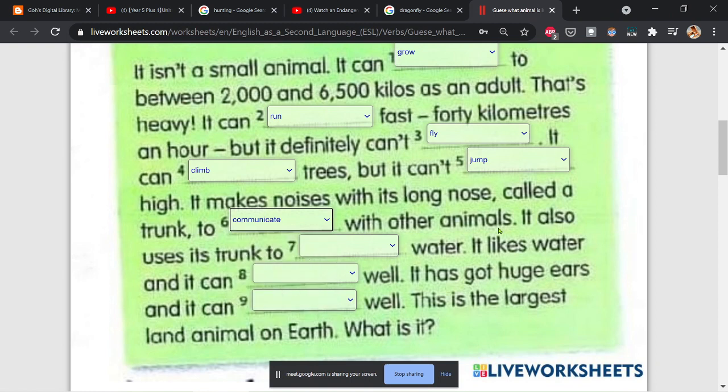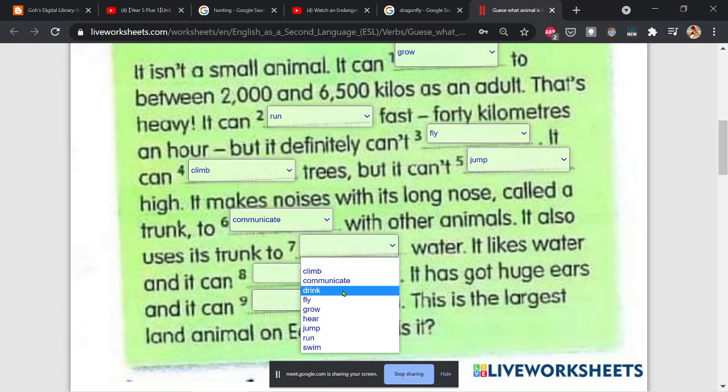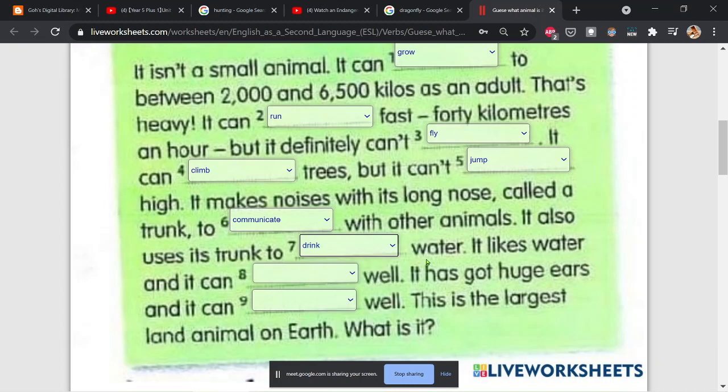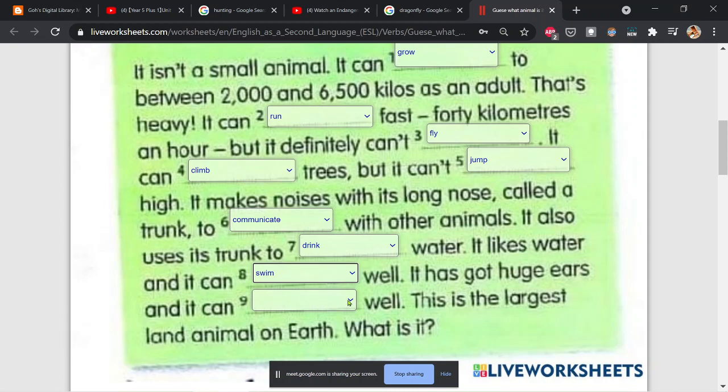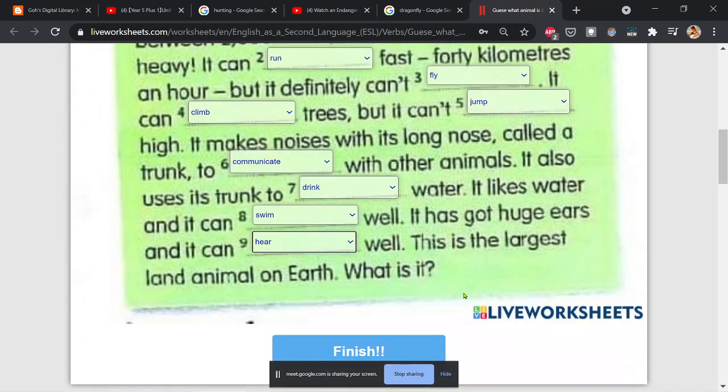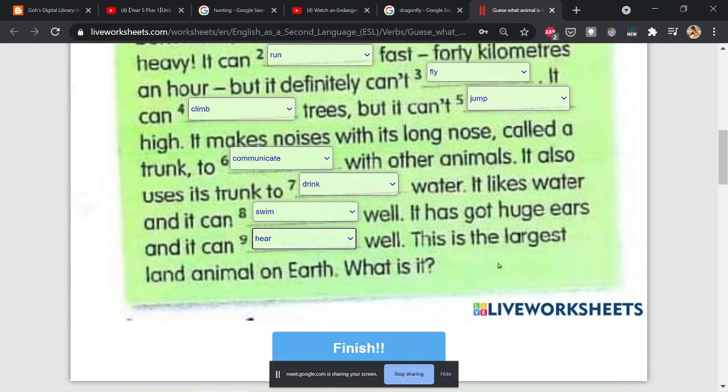It communicates with other animals with its trunk. It also uses its trunk to drink water. It likes water, and it can swim well. It has huge ears and it can hear well. This is the largest land animal on earth. What is it? I know the answer. It is an elephant. After we finish, we check.